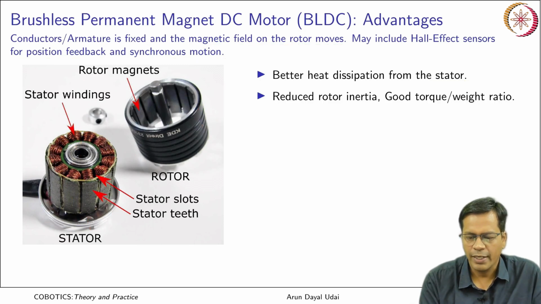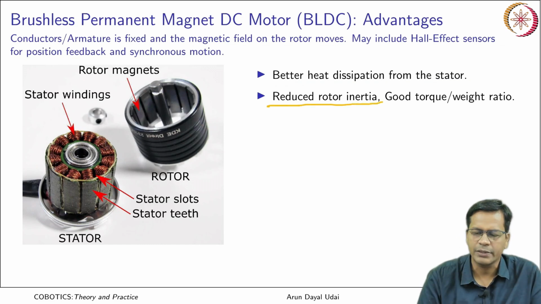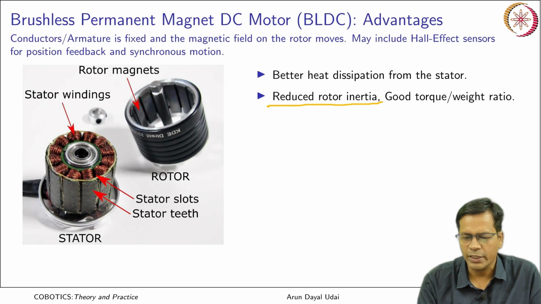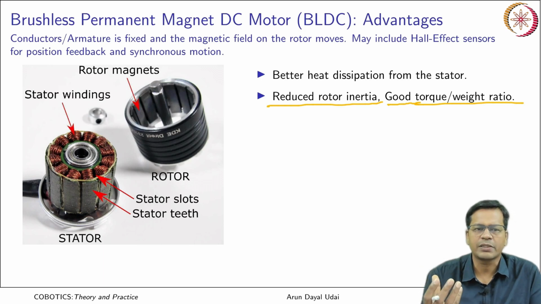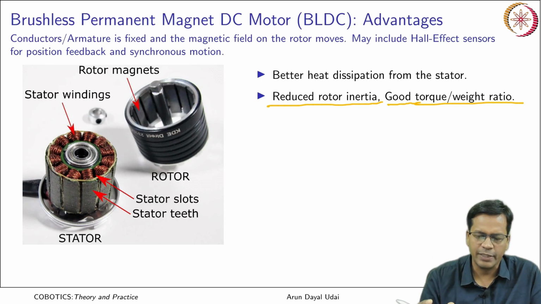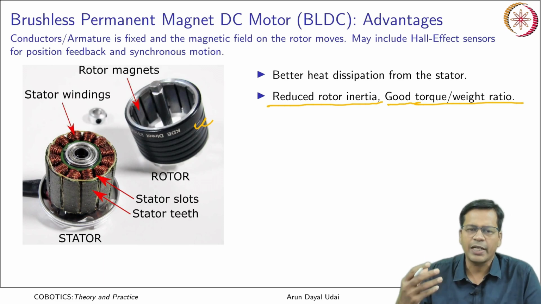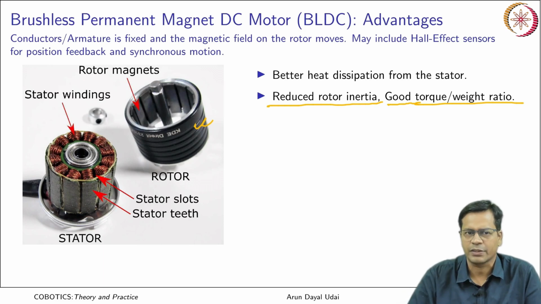The rotor now has reduced moment of inertia. The rotor does not carry the coils, so it is very light. That is the reason it has a very good torque to weight ratio. The torque which it can generate, for a comparable size of DC motor, is higher, because it does not have any commutator, so they are very light for the same torque. The rotor has only the magnets, not the commutator, so it is very light and it picks up speed very fast.